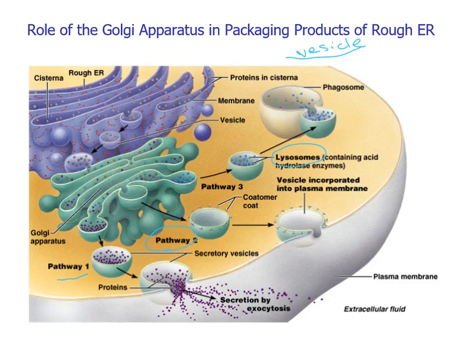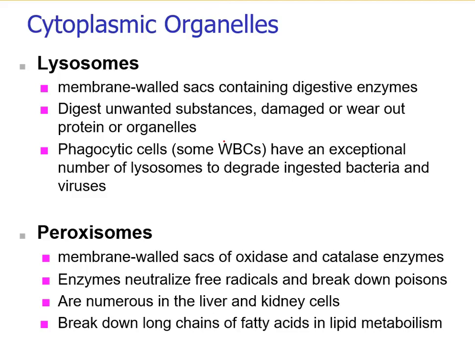So RER is producing those digestive enzymes, and Golgi is going to modify those enzymes and package them as this sac of digestive enzymes, which is called the lysosome. So do not forget, the lysosome is an organelle, but the origin of lysosome is the Golgi complex. Okay, so these are the three pathways of Golgi in packaging the product of rough endoplasmic reticulum.